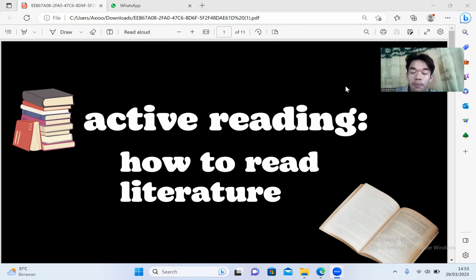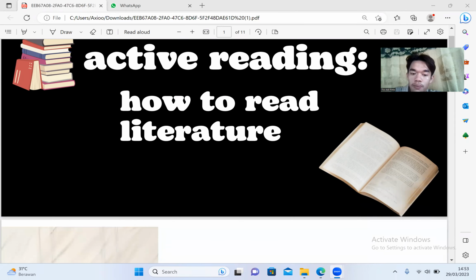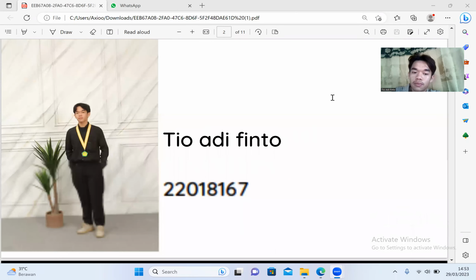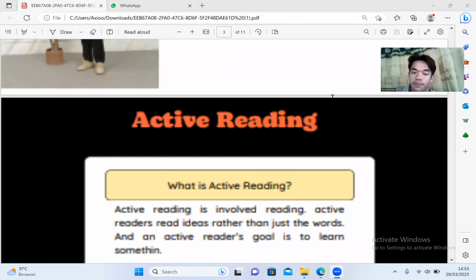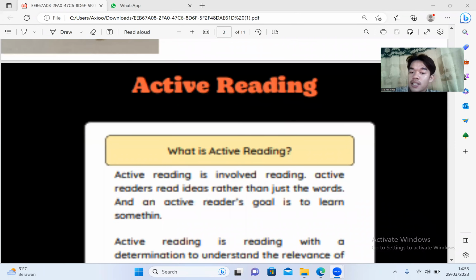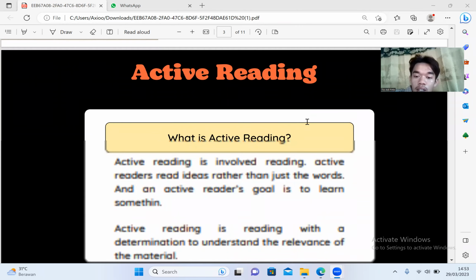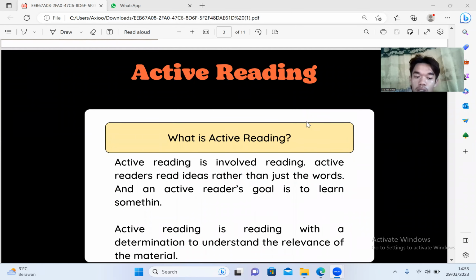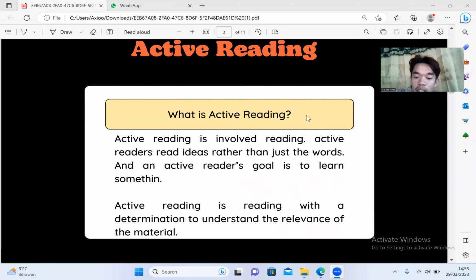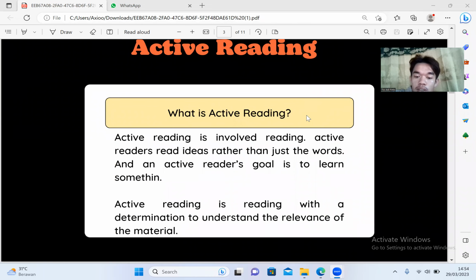On this time, I will present this material: active reading, how to read literature. So what is active reading? Active reading is developmental reading. An active reader reads ideas rather than just the words, and an active reader's goal is to learn something. Active reading is reading with a determination to understand the relevance of the material.